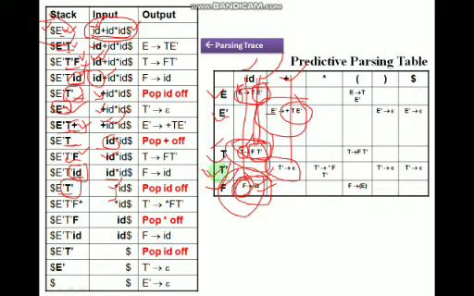So where is T dash? This is T dash, and where is asterisk? This is asterisk. So we will use this asterisk F T dash in place of T dash. So look at here, asterisk F T dash in place of T dash. Now look at here, this is the asterisk sign at the top of the stack. The input pointer is pointing to asterisk. So both are the same. In that case we will pop off asterisk and we will get F T dash.